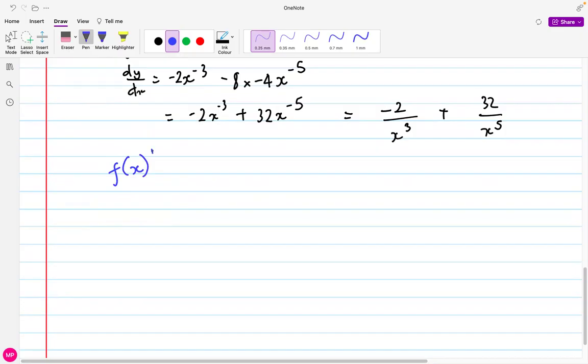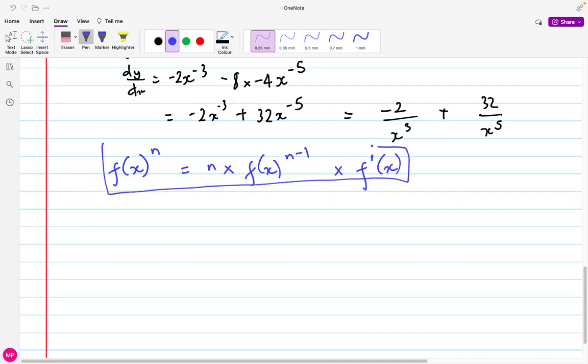The derivative of [f(x)] to the power of n is n times [f(x)] to the power of n minus 1. And because you're not dealing with x, you're dealing with f of x, when you finish, you need to times by the derivative of f of x. So this is the application of the chain rule, but in a faster way. Okay, let me give you an example.